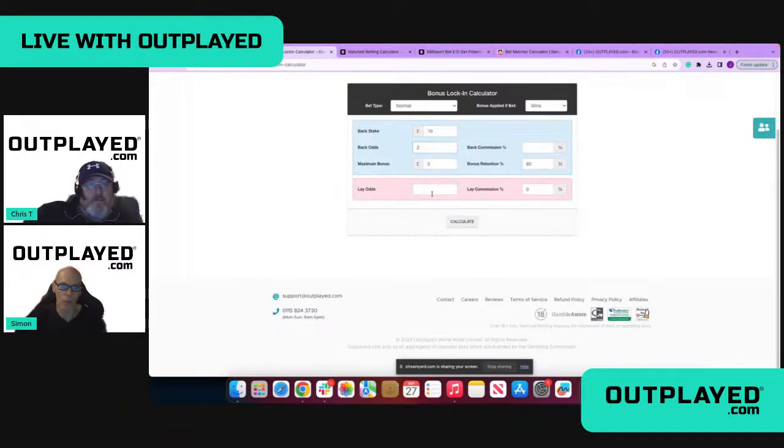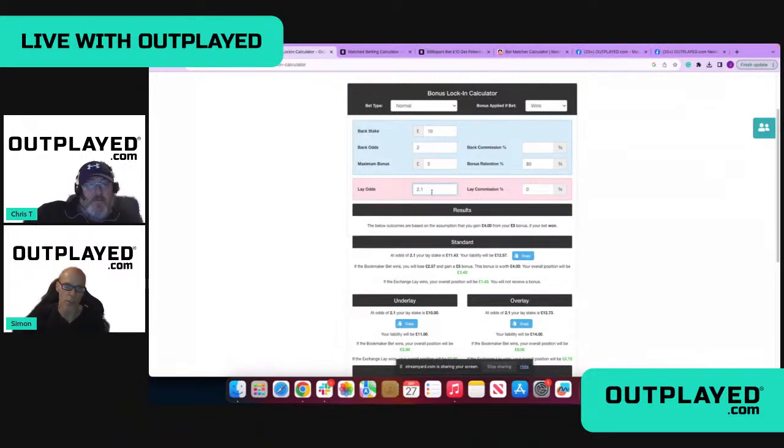So back odds of 2, lay odds of 2.1. So just to stress, this is not an eligible bet. And you can see there's a nice £1.43 profit. Say nice, it's modest, but a £1.43 profit with lower odds. Now, 888 are giving this much value away, and the reason being, the higher the odds are, the worse the profit you get when you're in wins mode. It's the opposite of loses mode.